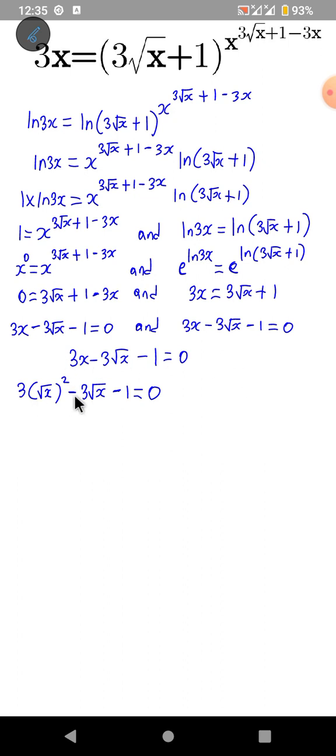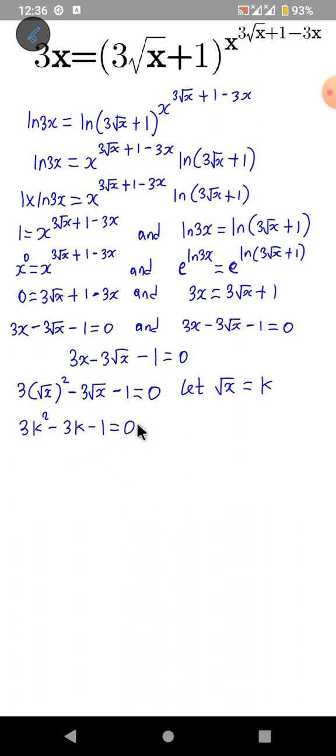So this equation here now is the same thing as this, and if you look at this very well, it is a quadratic equation. So my next step will be to say let the square root of x be equal to k. So then we'll continue. Anywhere I see the square root of x, I replace it with k. So here will now become 3k squared minus 3k minus 1 all equal to 0. So this is a quadratic equation, and I'm going to solve this quadratic equation using the formula method.